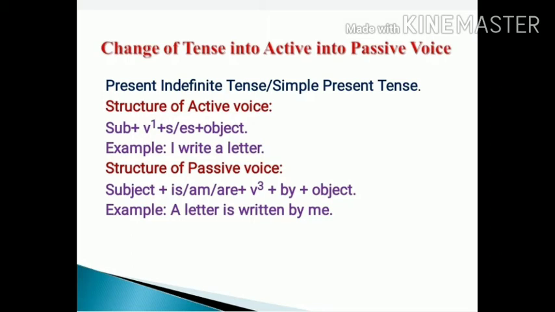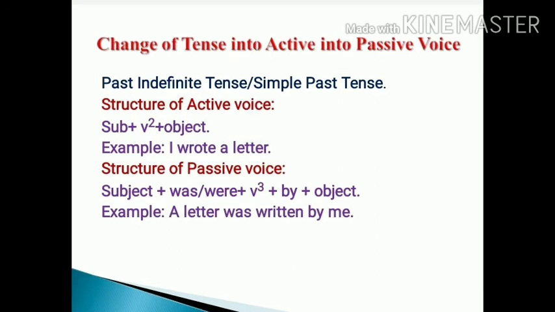Now we will discuss the rules of changing present indefinite or simple present tense into passive voice. The structure of the active voice of present indefinite tense is subject plus first form of verb plus s or es plus object. For example, I write a letter. When we change this into passive voice, it becomes subject plus is, am, are plus third form of verb plus by plus object. For example, a letter is written by me.